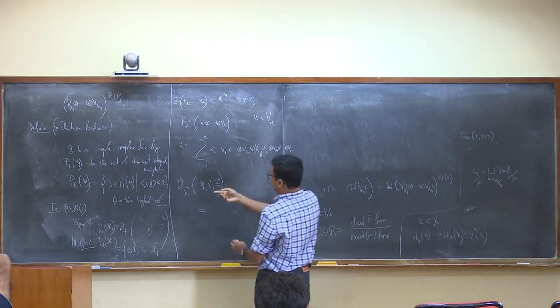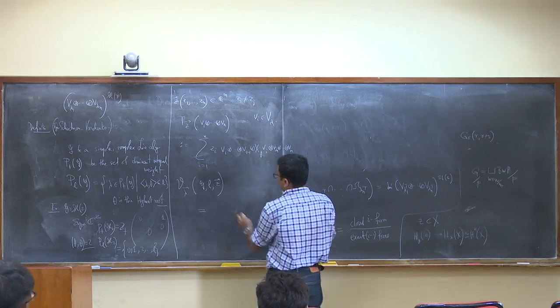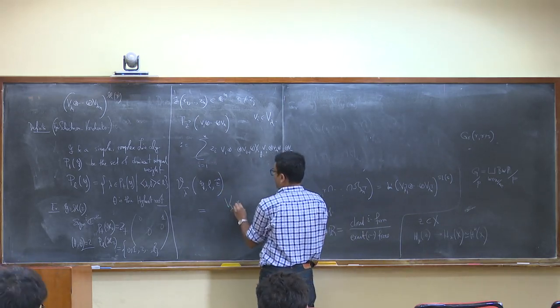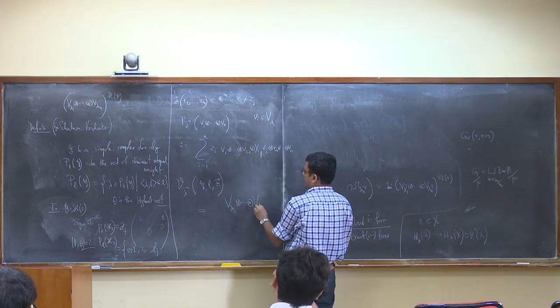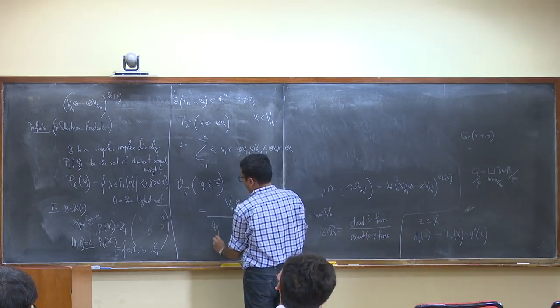Okay, so this thing is just going to be the following. I'm going to take V_lambda_1 tensor up to V_lambda_n, and then I'm going to quotient out by the G action.